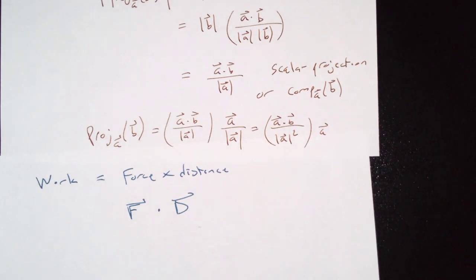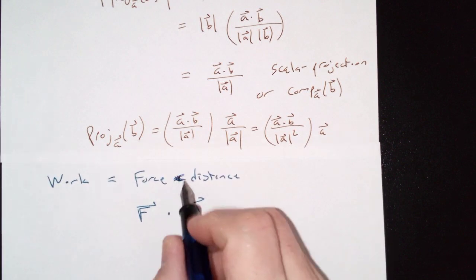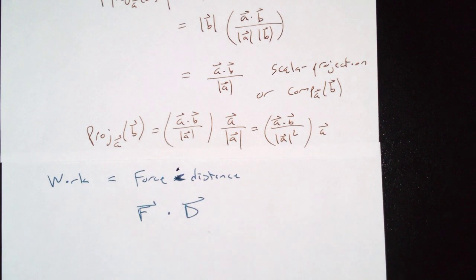I do want to make a correction. I want to get rid of this little X here. Instead of writing force times distance that way, let's put a dot there since we're using a dot product. I don't want to use an X. That means something different, and that is what we will talk about on Monday.